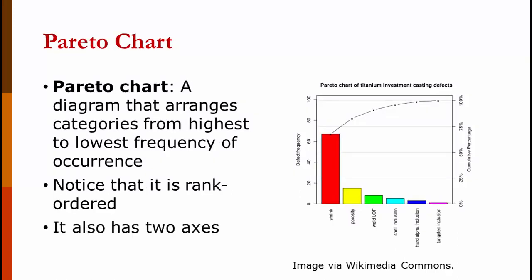A Pareto is a special kind of histogram. It's a diagram that arranges categories from highest to lowest frequency of occurrence, and it's always highest to lowest. You'll see that on the screen starting with red and then yellow and then green and so on. You will also notice it has 2 y-axes. The bar is read off of the left axis. The line is read off of the right y-axis. The line is the cumulative percentage total. Excel can produce Pareto charts starting with version 2016. Prior to that, it couldn't.